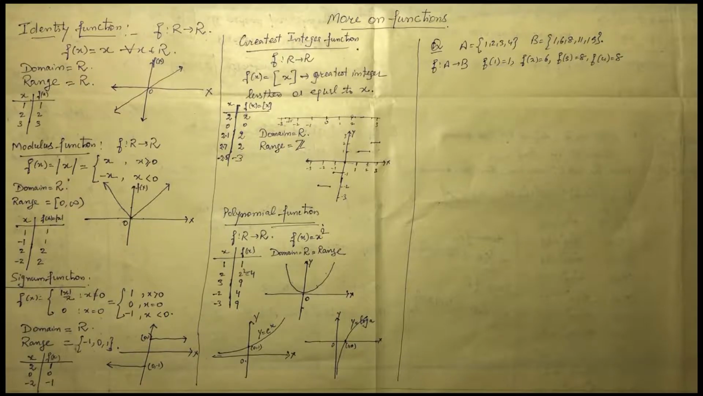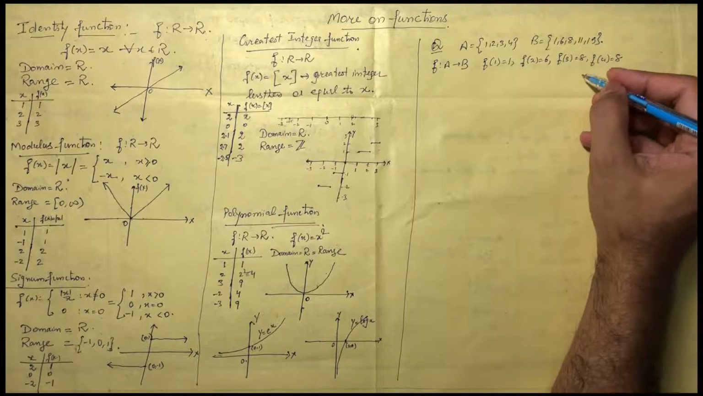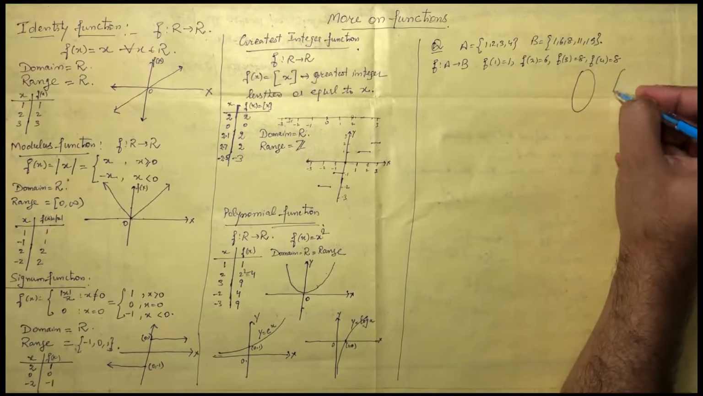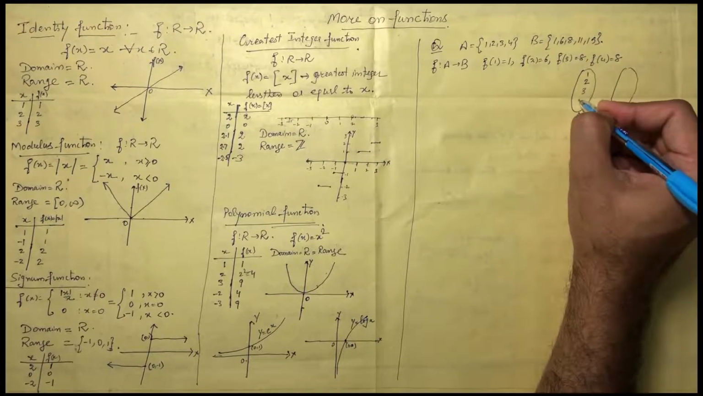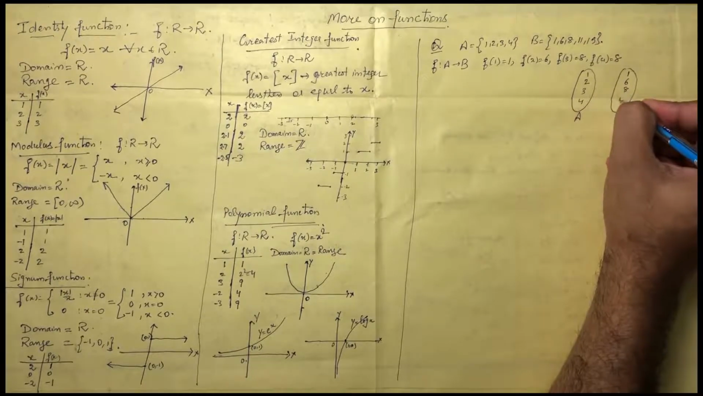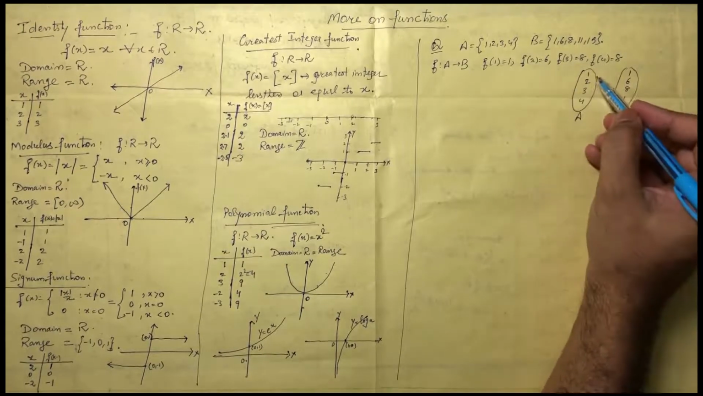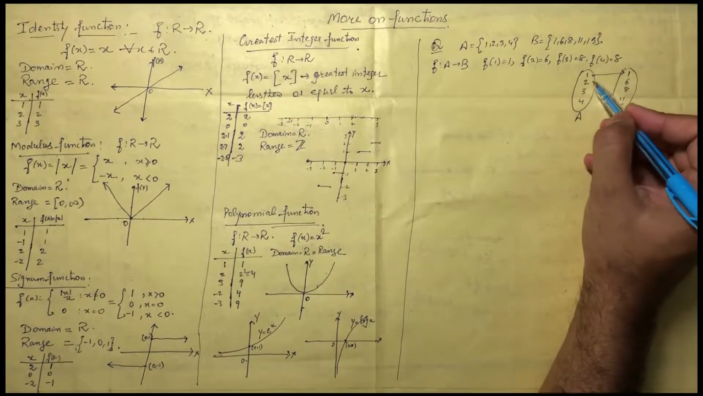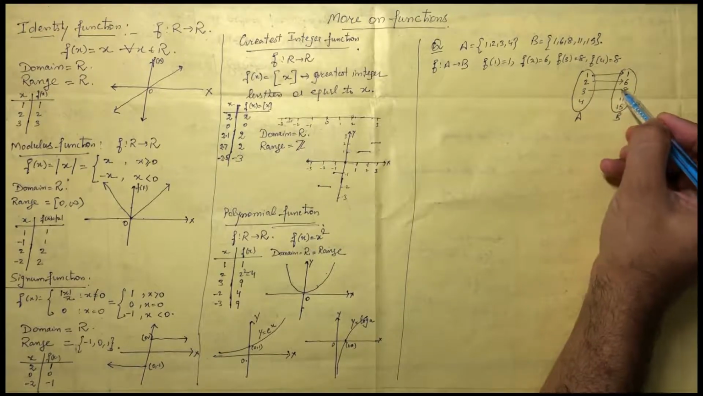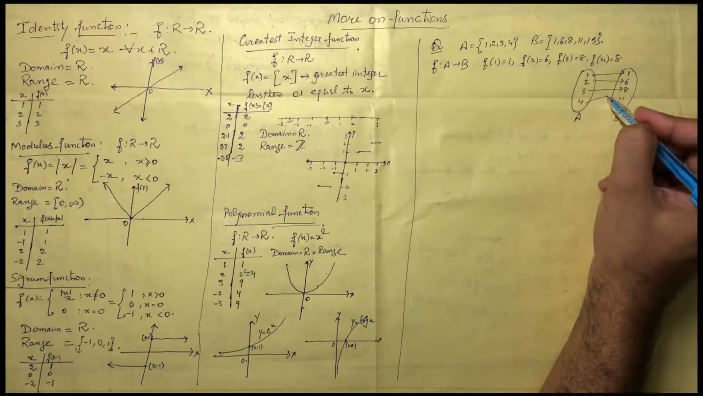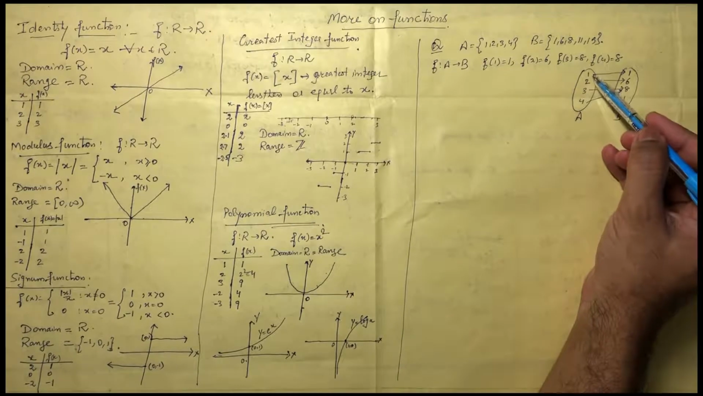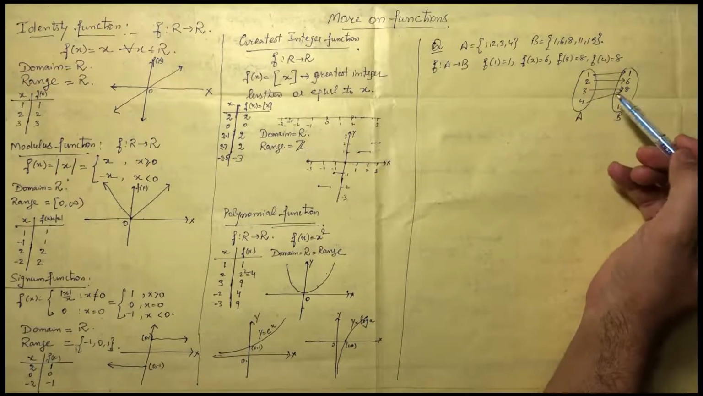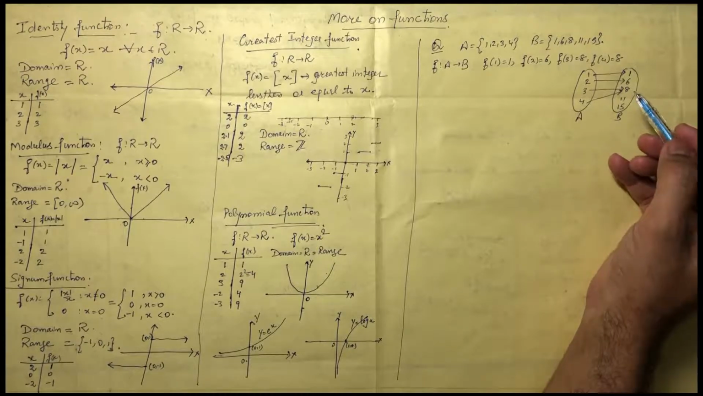The easiest method is to have an arrow diagram. This is A, this is B. A is 1, 2, 3, 4. B is 1, 6, 8, 11, 15. As per given, 1 goes to 1, 2 goes to 6, 3 goes to 8, and 4 goes to 8. So, is it a function? Yes, because every element of A goes to a unique element. So, this is a function.